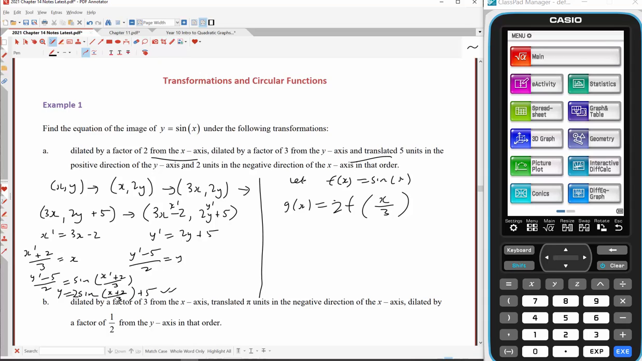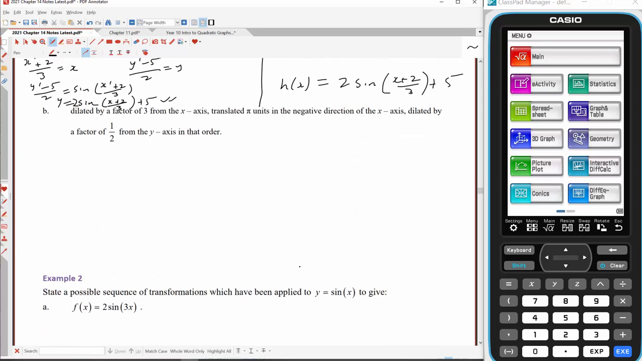Now let's do the positive direction of the y-axis. So h of x equals 2 f of, and we're going to do the plus 5 units in the positive direction, so plus 5, and 2 units in the negative direction means I need to drop in x plus 2 where I see x. That's going to be x plus 2 on 3. Alright, let's make our function h of x is 2 sine of x plus 2 on 3, plus 5, which is what we got here.